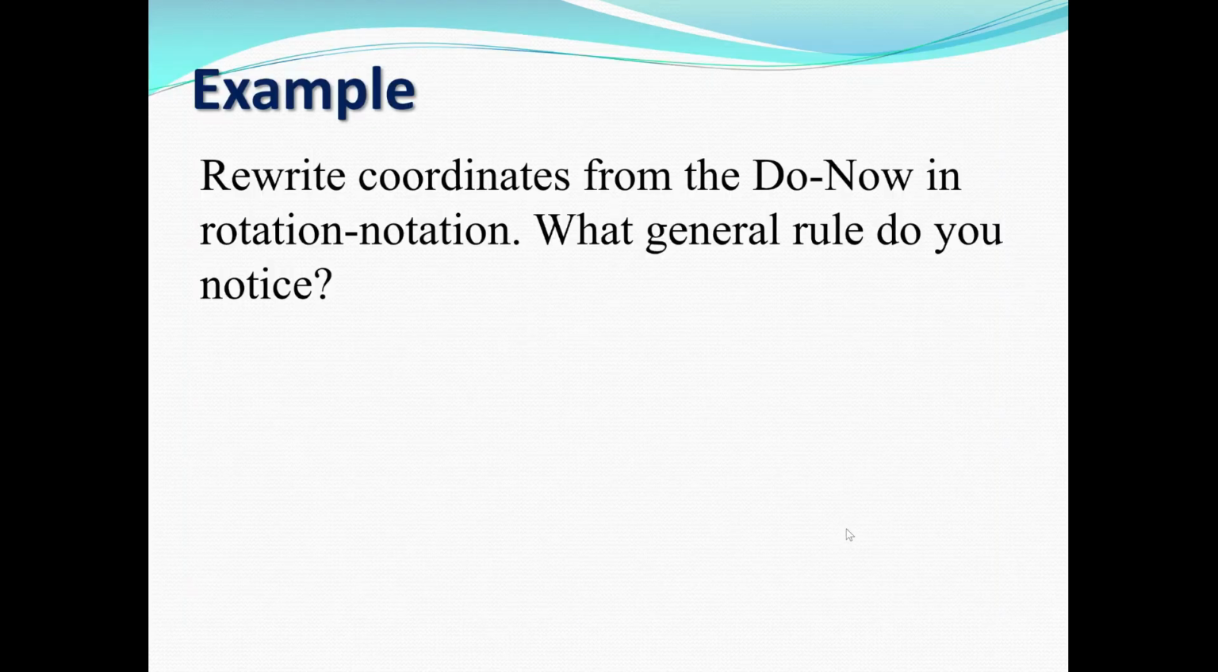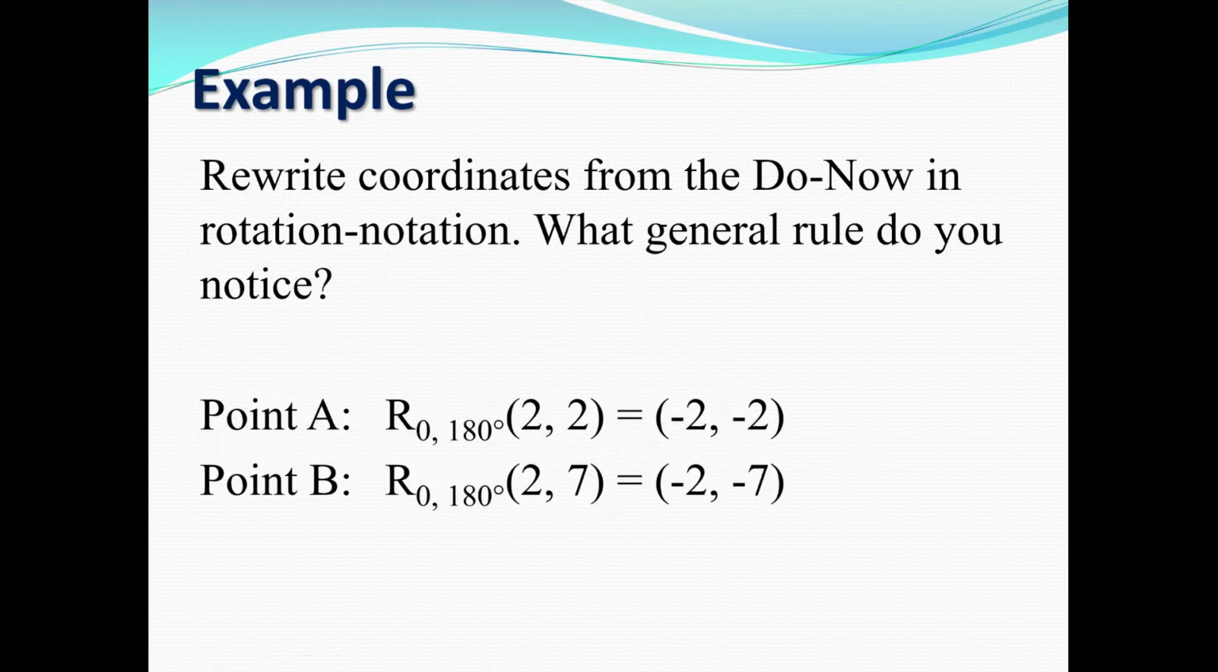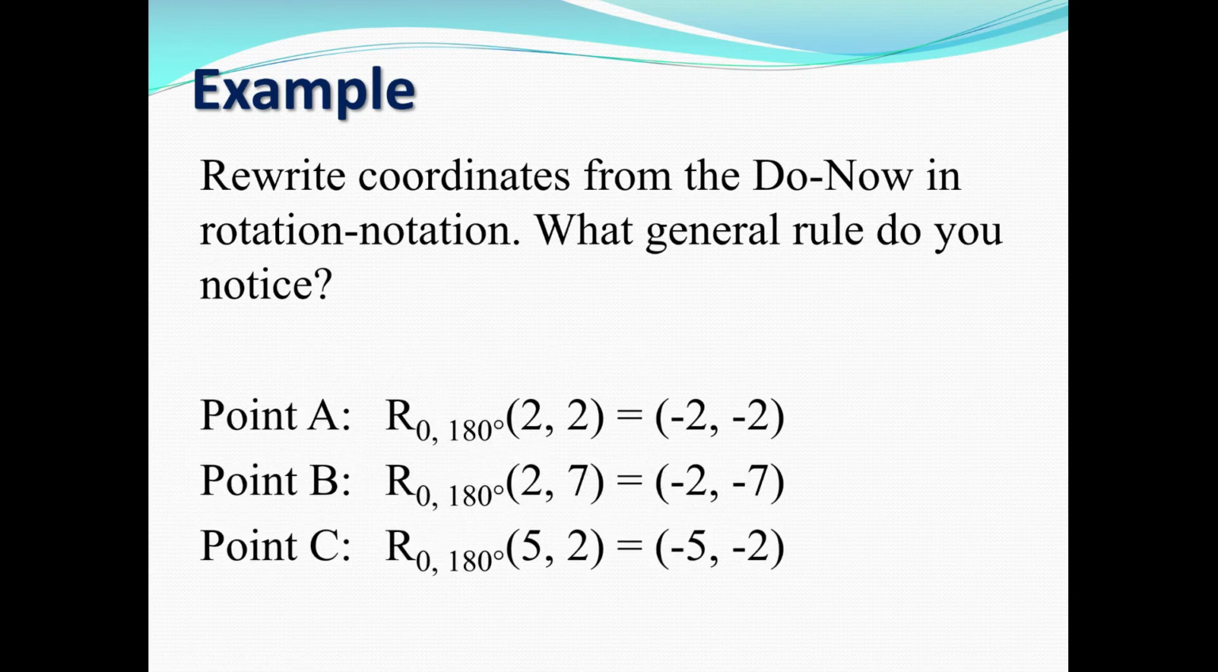So for the first point, we have this, right? So point A, we're rotating over the origin by 180 degrees. Again, it's positive because we're rotating counterclockwise, the point (2, 2) to obtain (-2, -2). Now for point B, we did the same thing. Point (2, 7), rotating 180 degrees over the origin, we obtained (-2, -7). And finally, for point C, we rotated the point (5, 2) by 180 degrees over the origin to obtain (-5, -2).